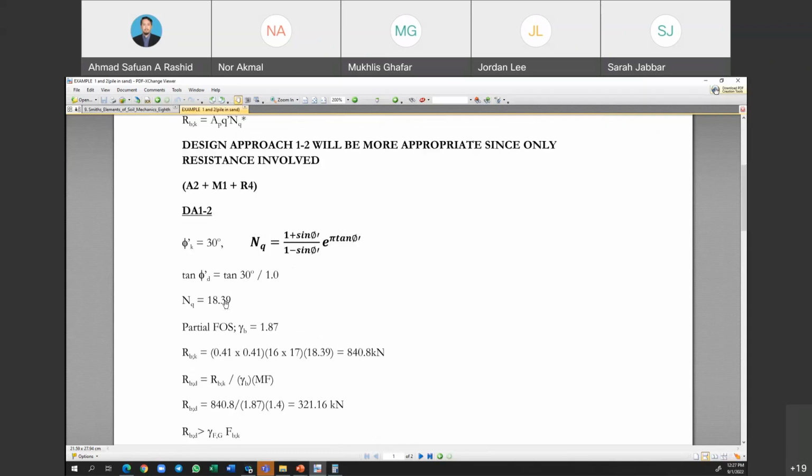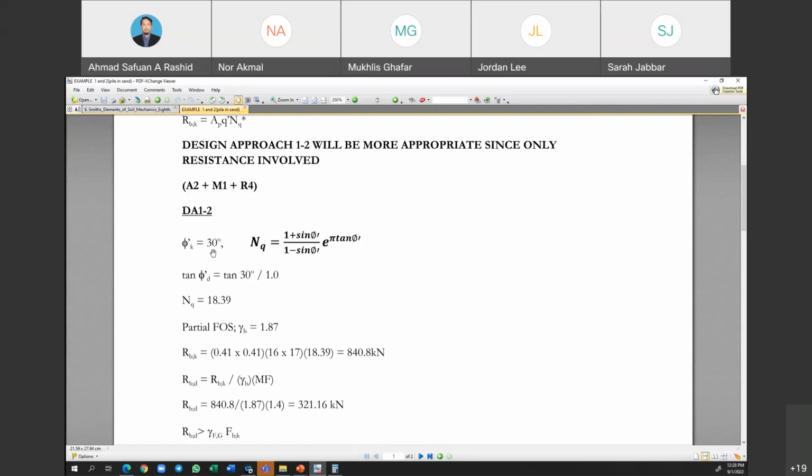Okay, we go through first. I'm not sure why they have some error here. Okay, so A2, if we are using M2, so the phi d should not divide with 1. It should divide with 1.25. Or we just follow A2, M1, and R4, and then I will find out later why he used M1. If you use combination number 2, normally we may use the M2, not M1. So I will clarify with the lecturer.